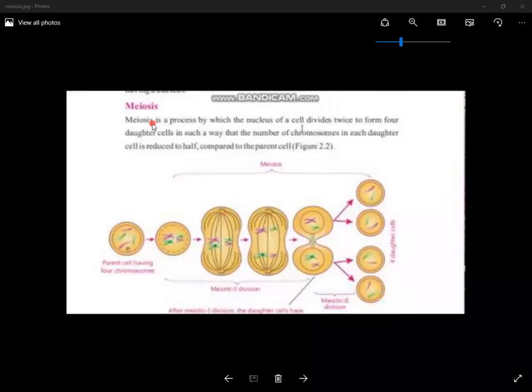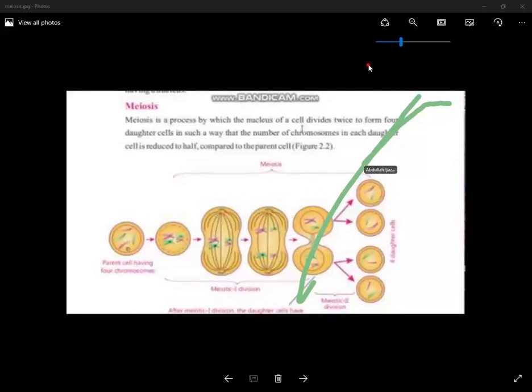It means that in meiosis the nucleus is divided twice. The first division is called meiotic 1 division, in which the number of chromosomes is reduced compared to the parent cell, and the next division is called meiotic 2 division. It is similar to mitosis.